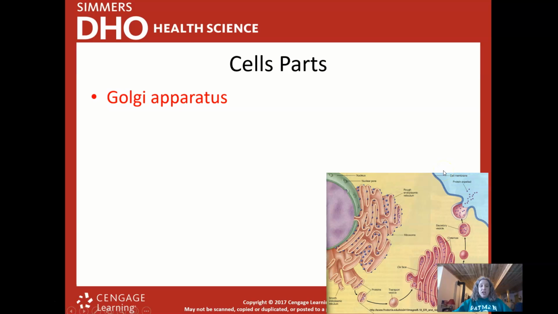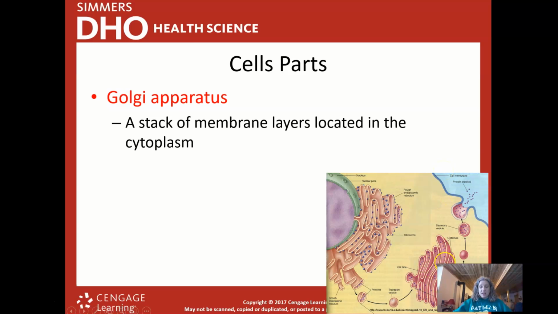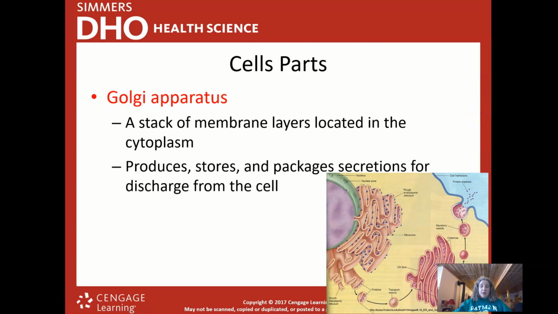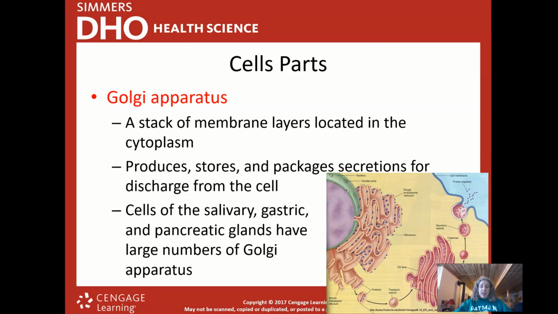You have the Golgi apparatus, which is right down here. It's a stack of membrane layers located in the cytoplasm. It produces, stores, and packages secretions for discharge from the cell. Cells of the salivary, gastric, which is your stomach, and pancreatic glands have a large number of Golgi apparatus.